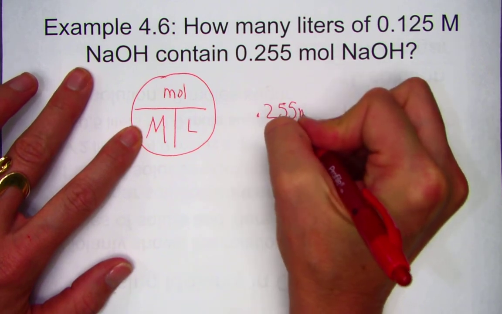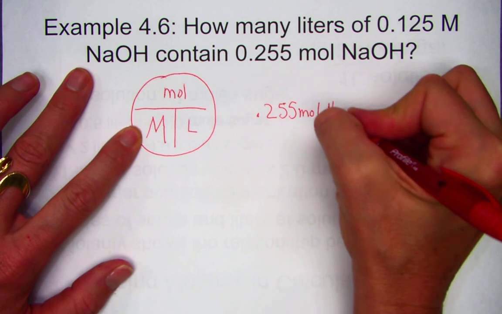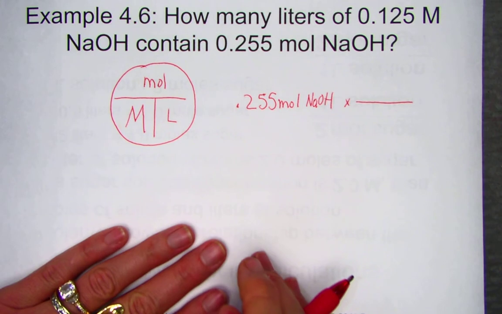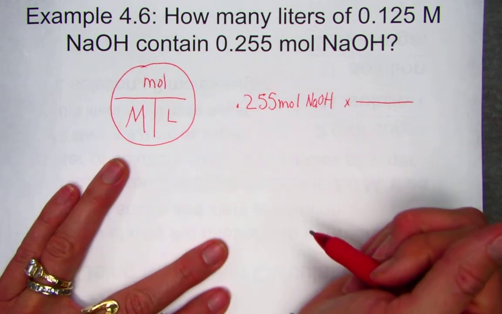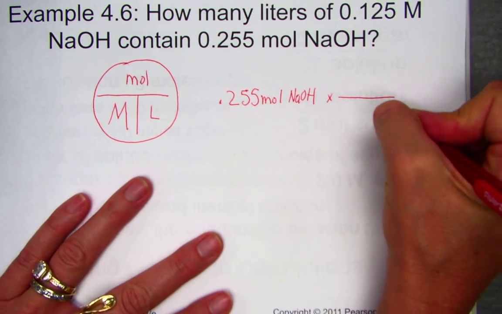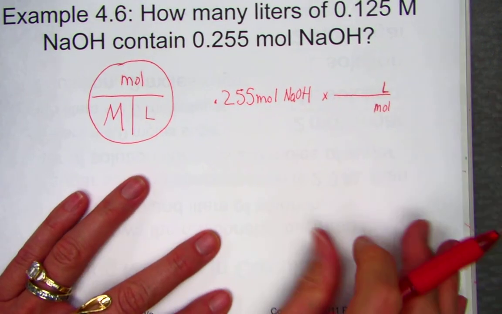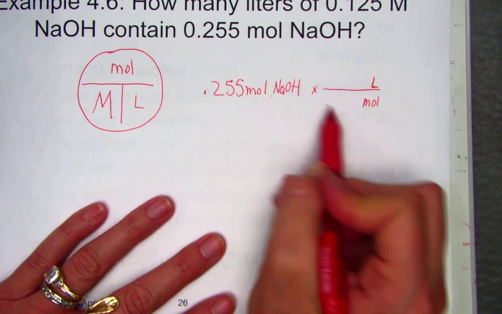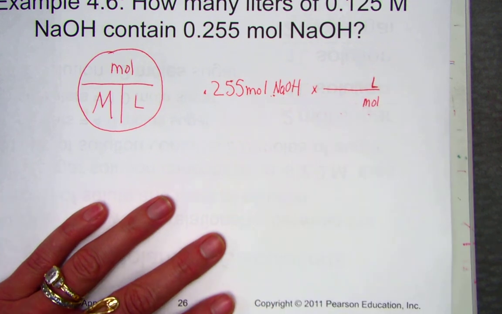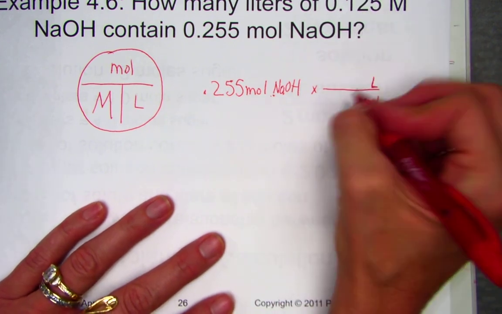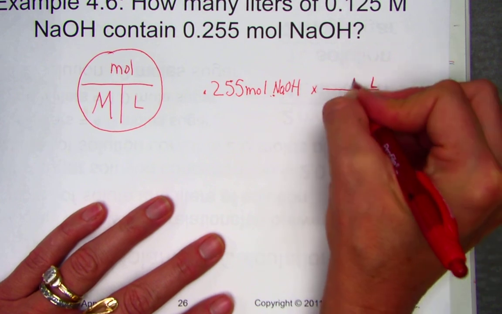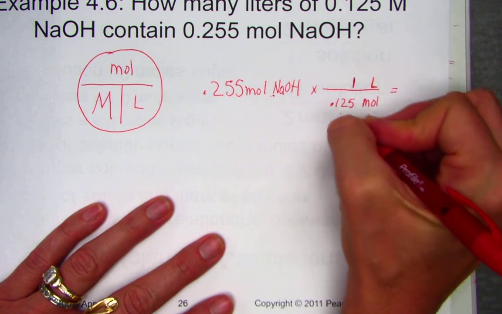0.255 moles of sodium hydroxide. On the bottom must go the molarity unit. And literally, if I defined molarity as moles per liter, look at what I've done over here. I want the moles to cancel, so I put it on the bottom. And that will pull out the liter. Because the very definition of concentration is that there's 0.125 moles of solute in every 1 liter of solution.